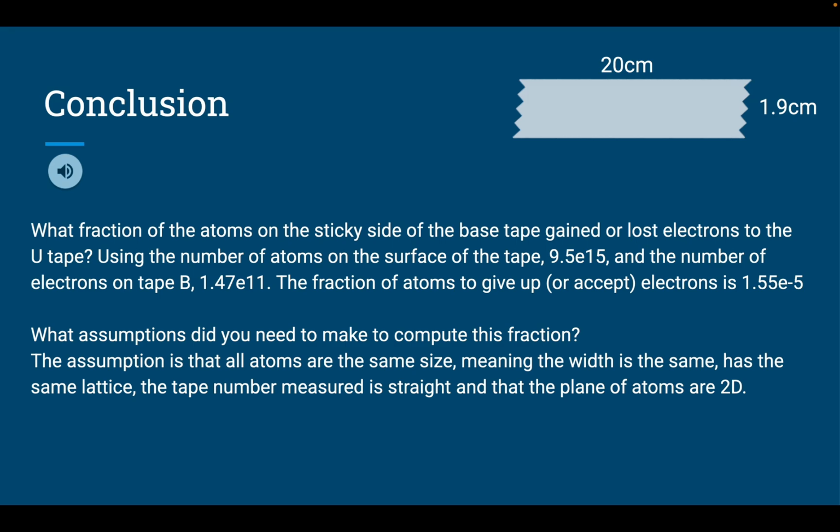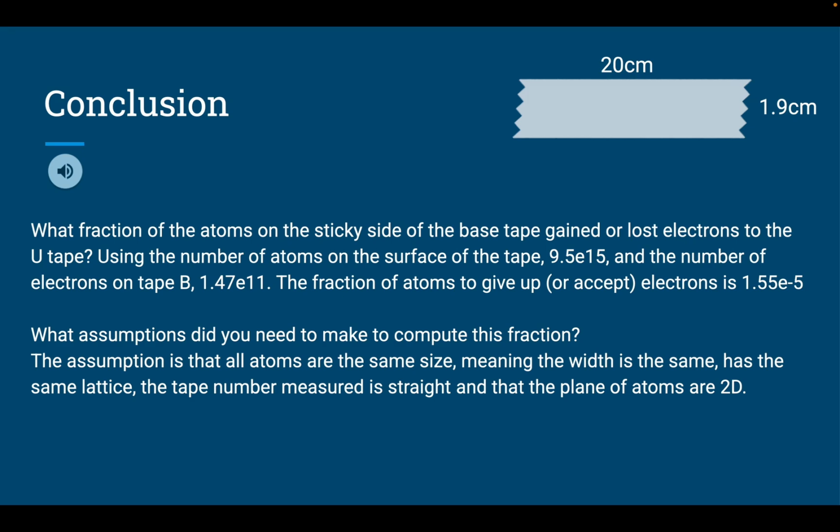In conclusion, these calculations were useful in determining the number of atoms on the surface and how the charges transferred between tape A and tape B. This experiment provided physical insight into how the triboelectric effect works. Our results show that both tapes have a positive charge, meaning that they have a deficiency of electrons.